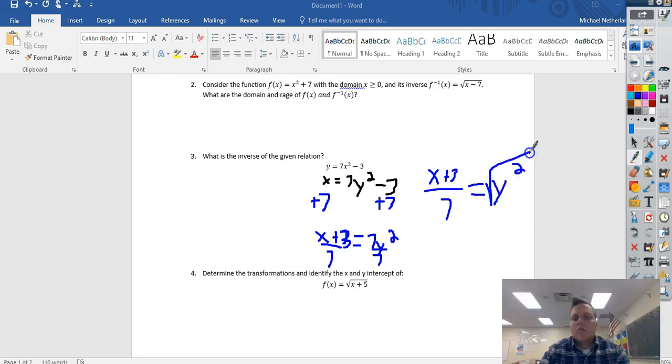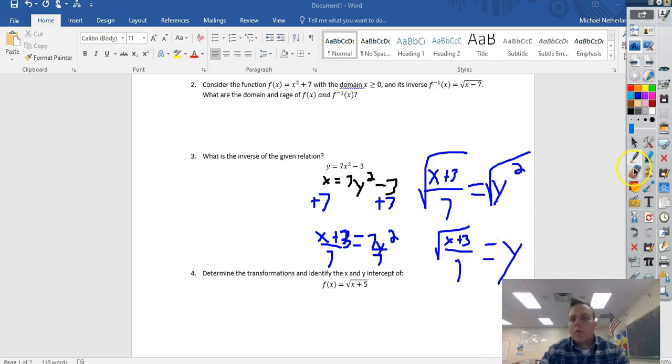So now I just square root both sides. There's really no way to simplify x plus 3 over 7, so we just leave it as the square root of x plus 3 over 7 is equal to y. And there we go, we're done. That's all there is to it.